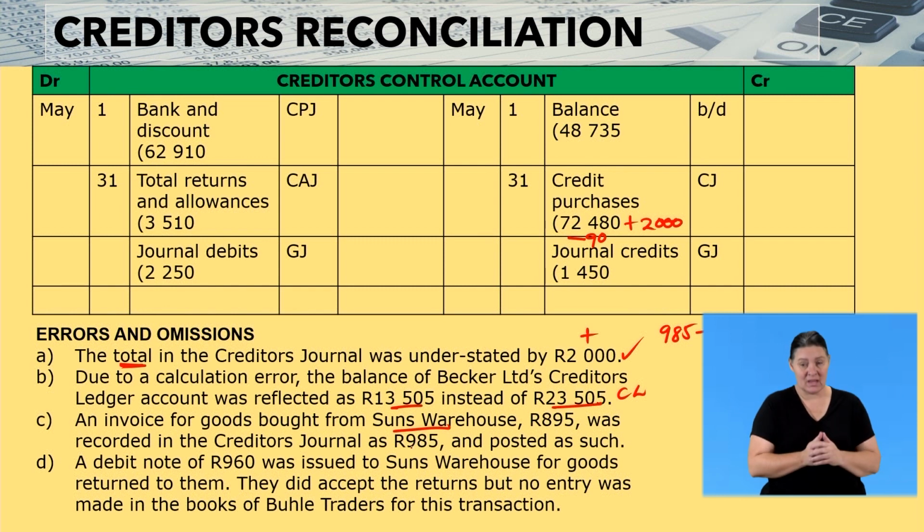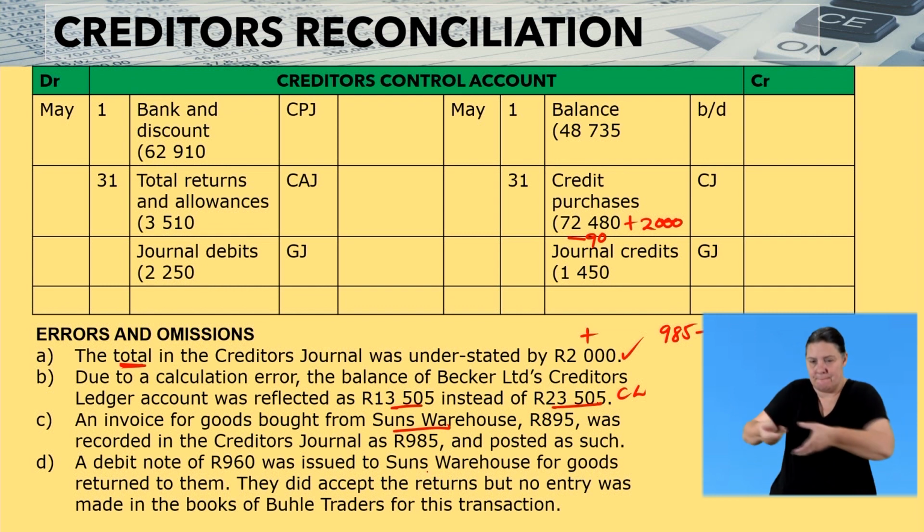A debit note of 960 was issued to Sons Warehouse for goods returned to them. They did accept the returns, but no entry has been made in the books of Bushlet Traders for this transaction. So there are returns of 960, however, no entry has been made. That means it must be recorded then in both, because no entry has been made. It must be recorded in the creditors control as well as in the list.